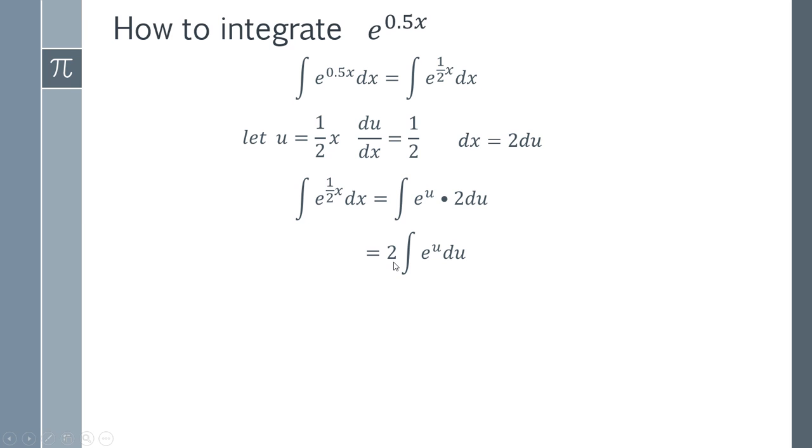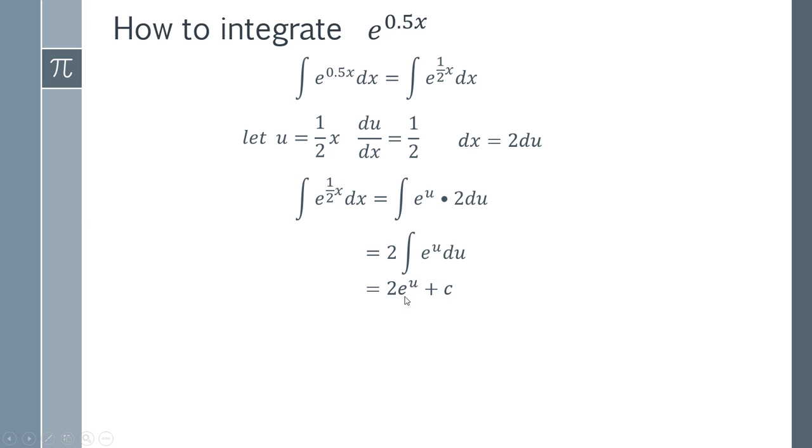So we take this outside the integral sign, and so we only have to worry about the integral of e to the u. And just like the integral of e to the x is e to the x, the integral of e to the u is e to the u, but we also have to remember that there is our constant of plus c. So we've got 2e to the u plus c.